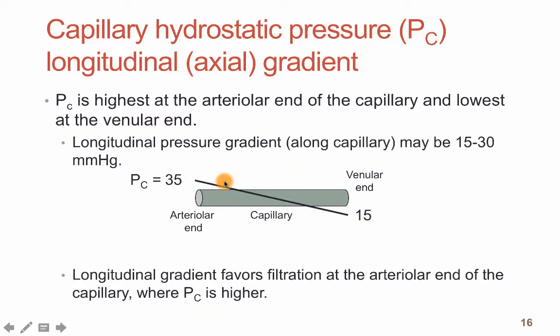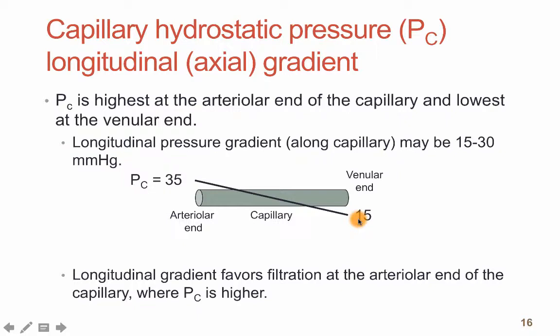Just to give you some numbers that are generally applicable in the body, the arterial end of the capillary might have a hydrostatic pressure of around 35 millimeters of mercury, and at the venular end it may only be 15 millimeters of mercury. And so along this particular capillary, which would be illustrative of what might be found in skeletal muscle as an example, there will be a 20 millimeter of mercury pressure drop from the arteriolar end to the venular end of the capillary. So there is a longitudinal or an axial gradient of capillary hydrostatic pressures as you move along the length of the capillary.